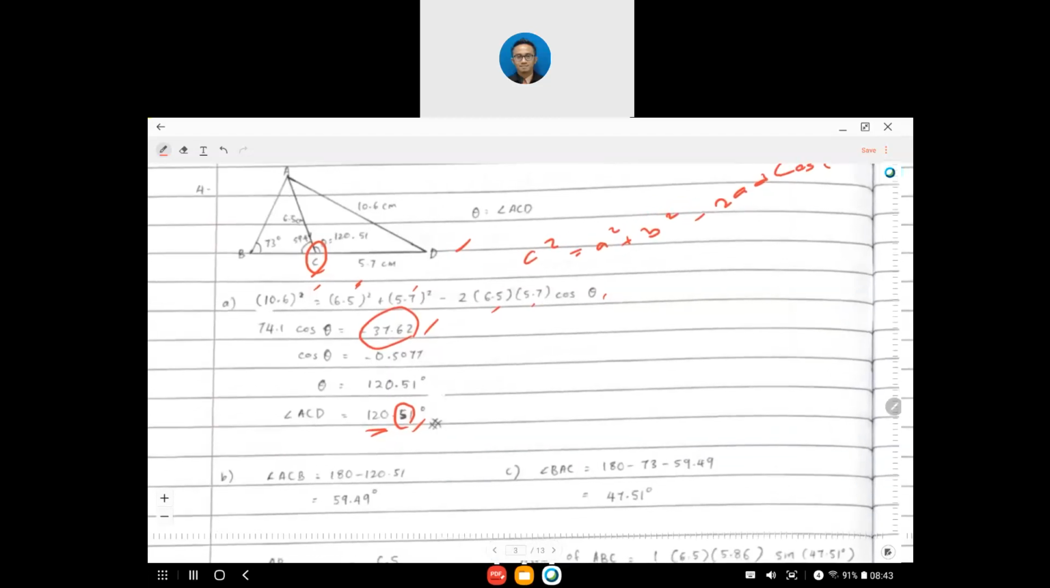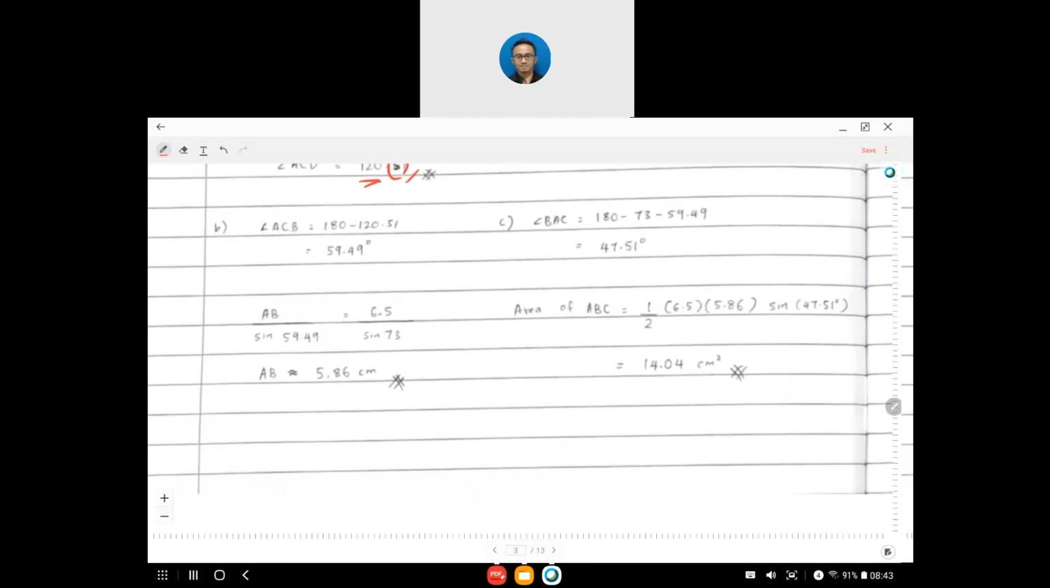Okay, question B. The length of AB, we can use the law of sine. So you must first find what is C. Okay, C you can get 59.49, and then you can get AB equal to 5.86. Okay, can you get it?